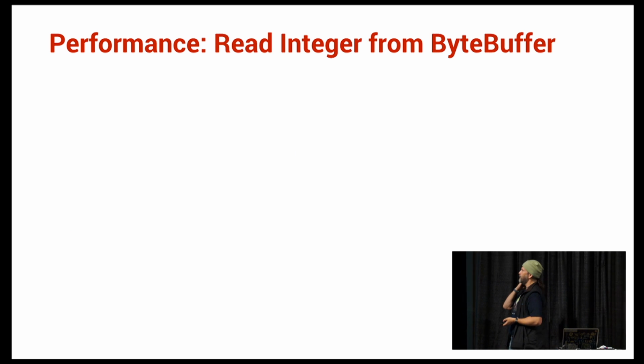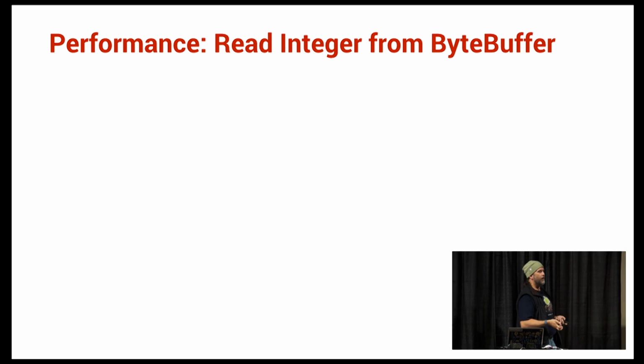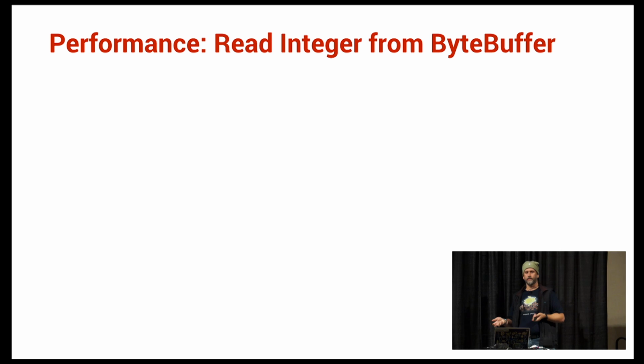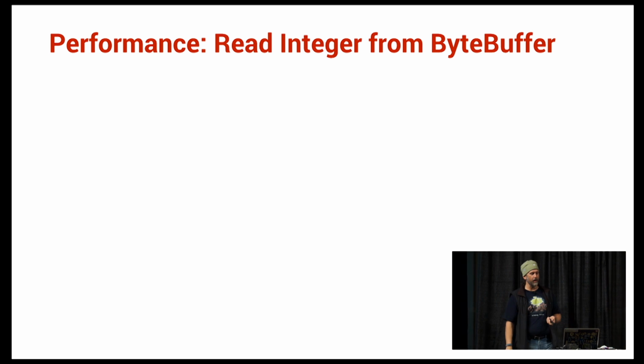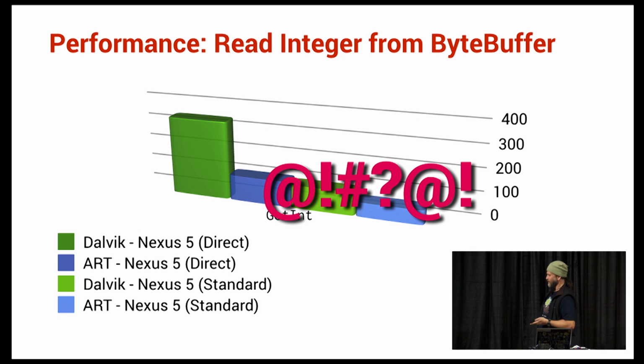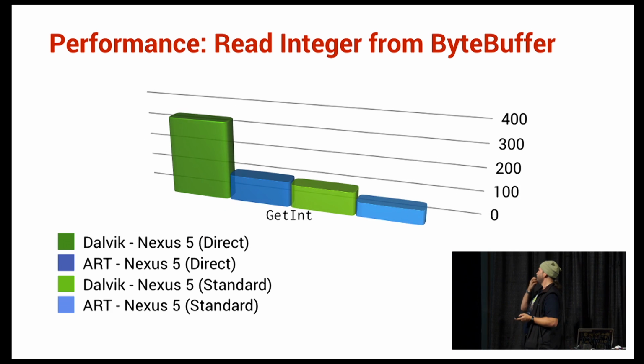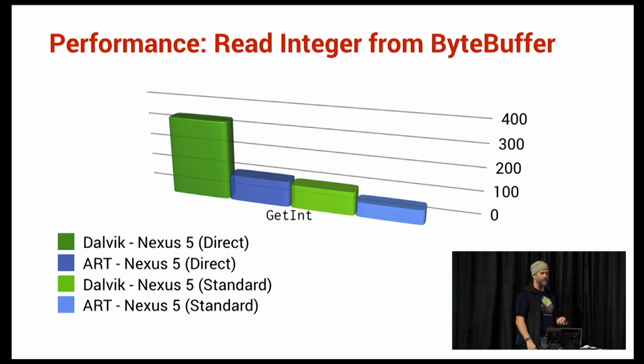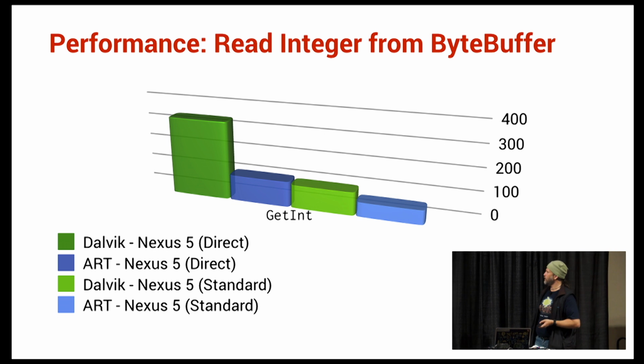All right, but there's another side to this. Once you're inside of code that's running on the runtime, what's the performance of ByteBuffer versus DirectByteBuffer versus regular ByteBuffer? Let's take a look at that. Let me back up a little bit here, because you're seeing something really strange. First of all, on Dalvik on the Nexus 5, DirectByteBuffer is the slowest call by a substantial amount compared to all of these other calls. It takes 300 nanoseconds.